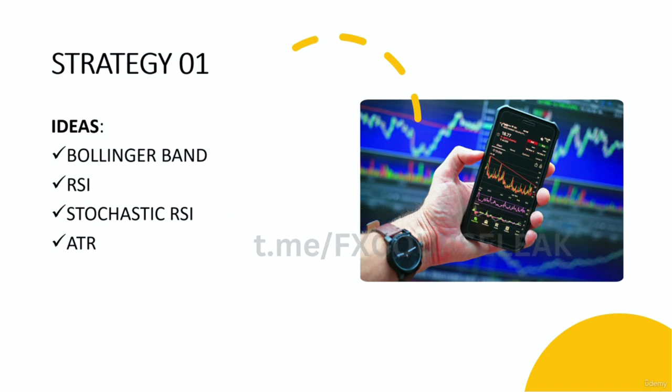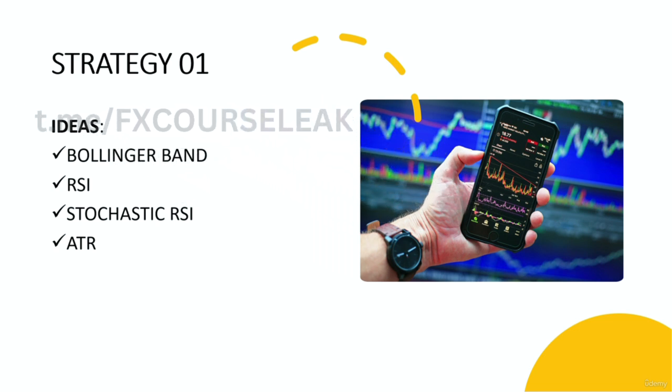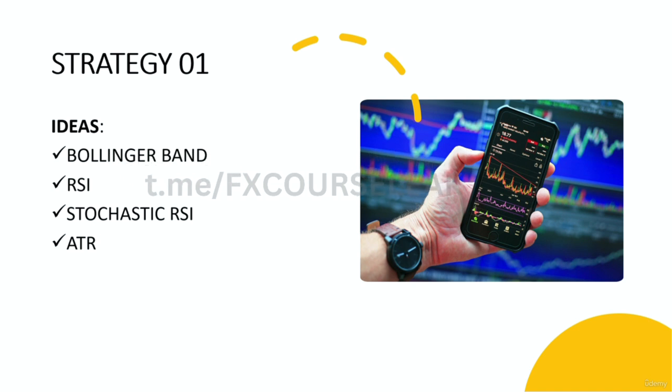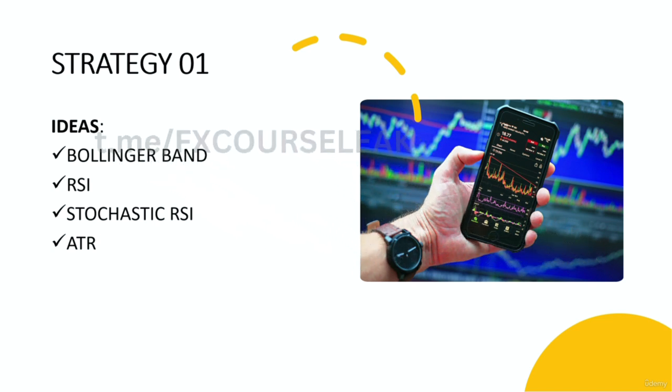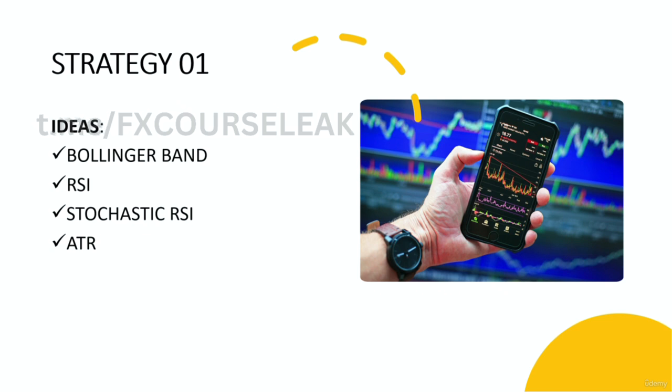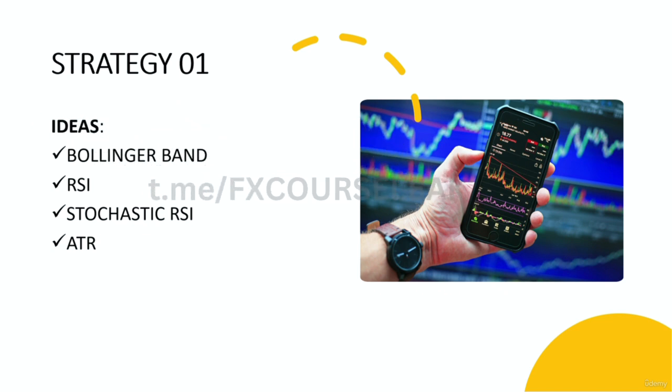The basic concept for this strategy is that it is an indicator-based strategy, and these are the indicators we will use. The first indicator is Bollinger Band, the second one is simple RSI, then stochastic RSI, and the average true range indicator. These are the four indicators we will use. We will also apply other concepts, which I will explain on a live chart. So let's go to tradingview.com to explain this strategy on a live chart.